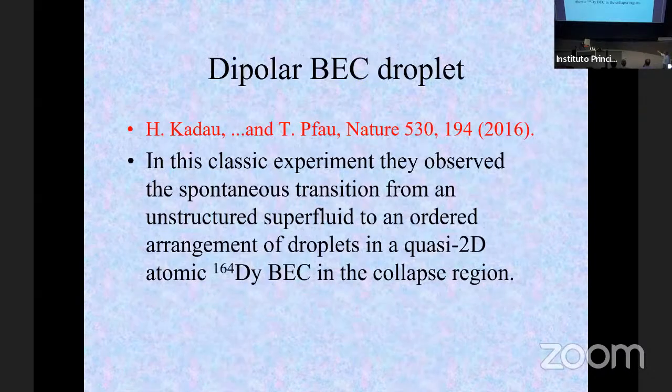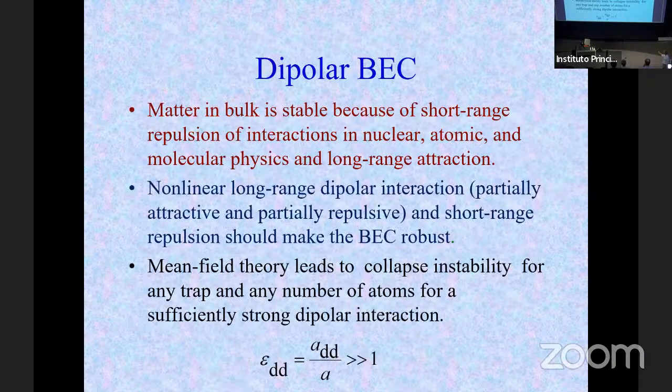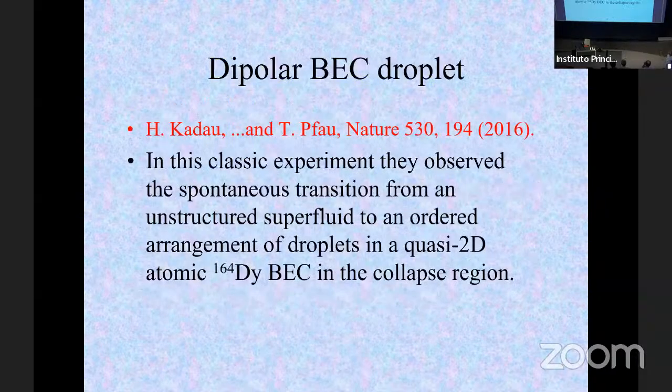But the trouble is that the dipolar interaction is not attractive in all directions. And because of this, mean field theory leads to collapse instability for any trap and for any number of atoms, for a sufficiently strong dipolar interaction. So the dipolar droplet was seen first in this experiment in 2016.